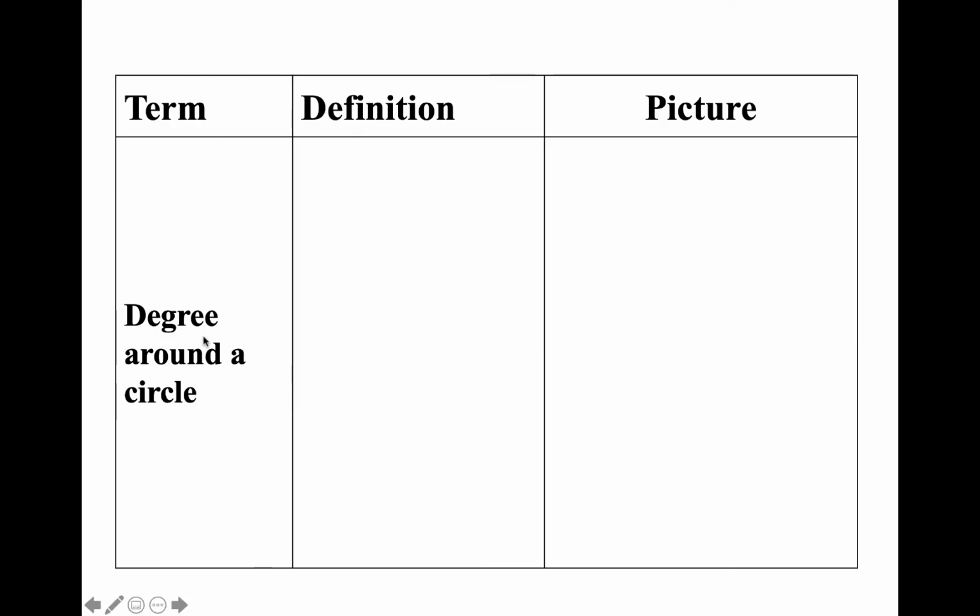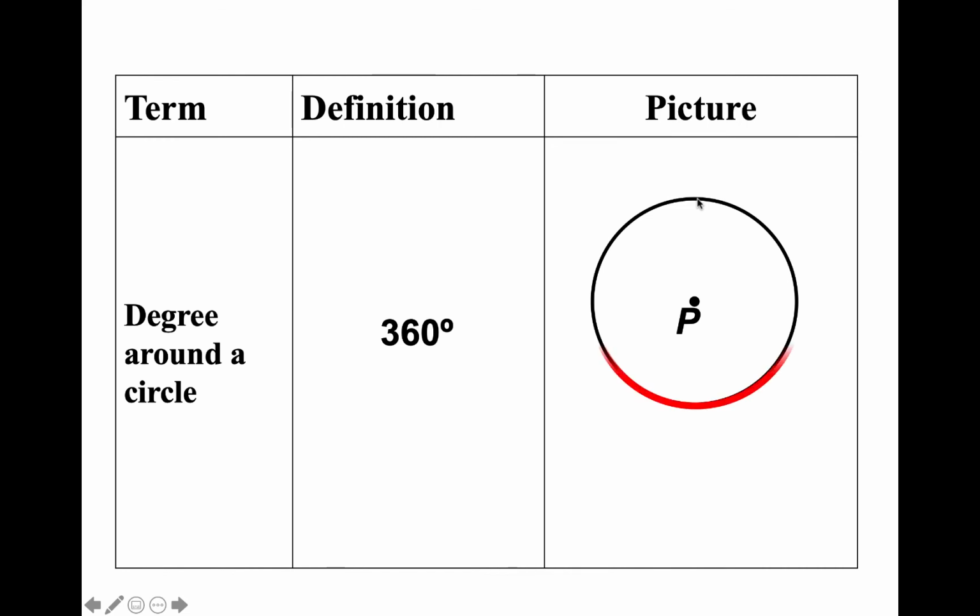All right, so the degree around a full circle is 360 degrees. You're going to need to know these facts. So if you have a circle and you're trying to measure how many degrees are around that circle, it will always add up to 360 degrees.